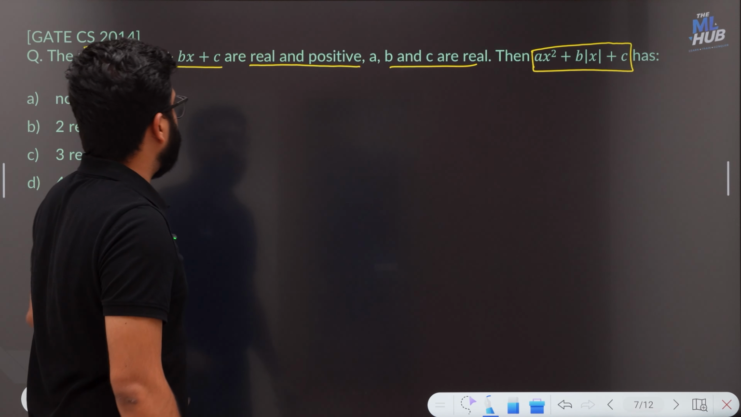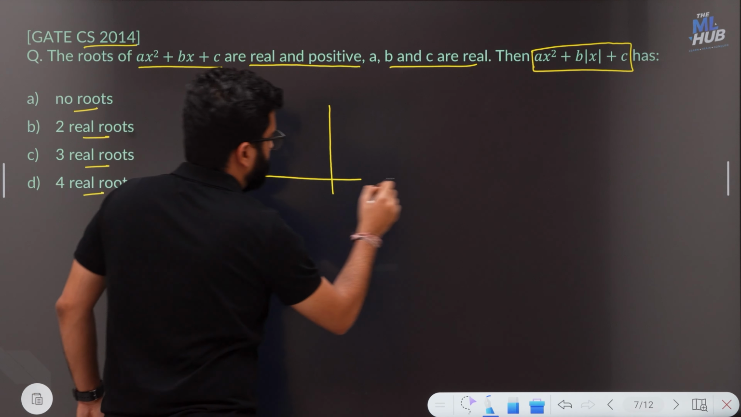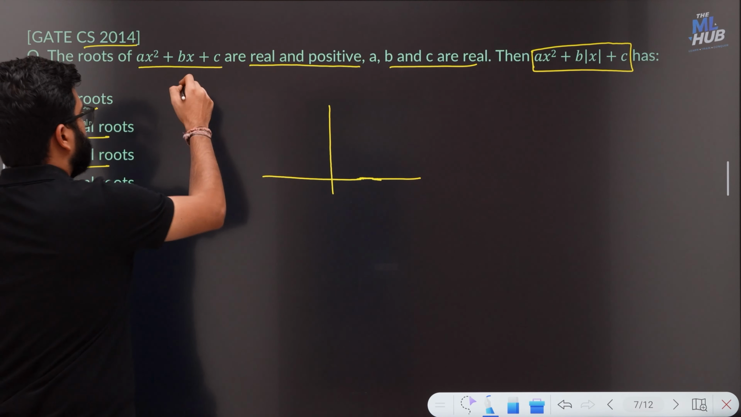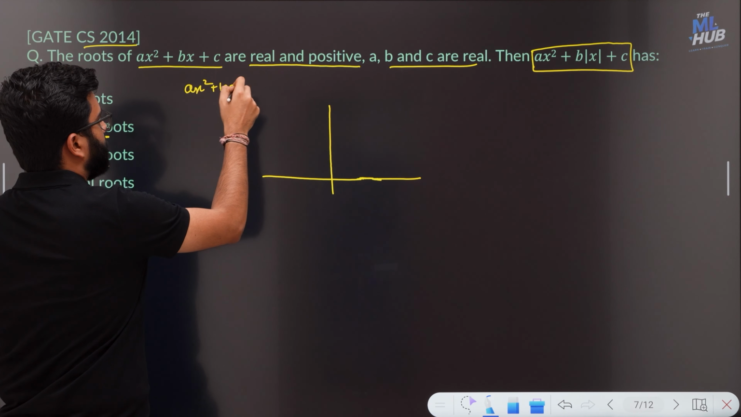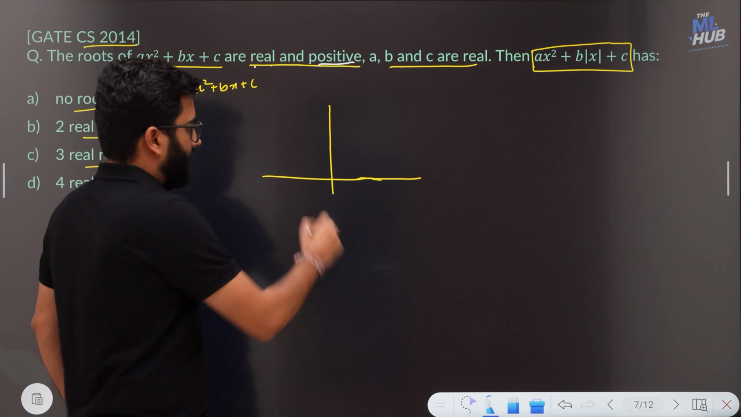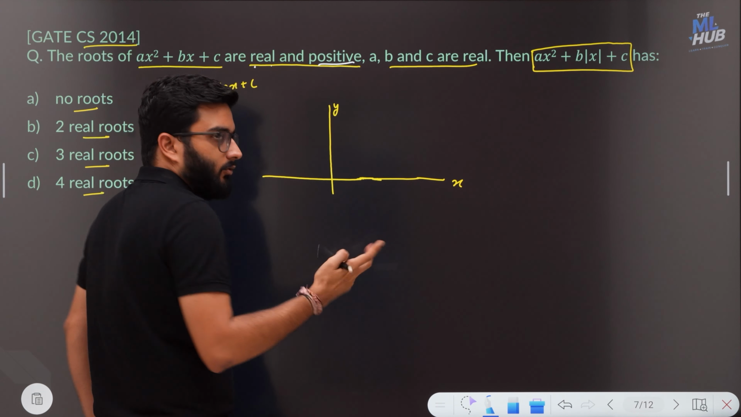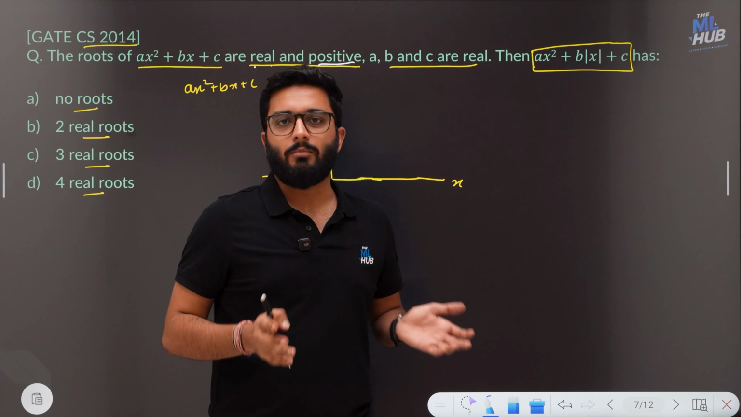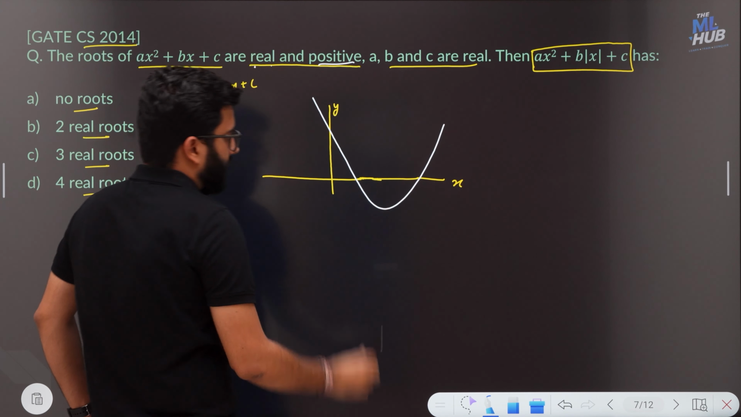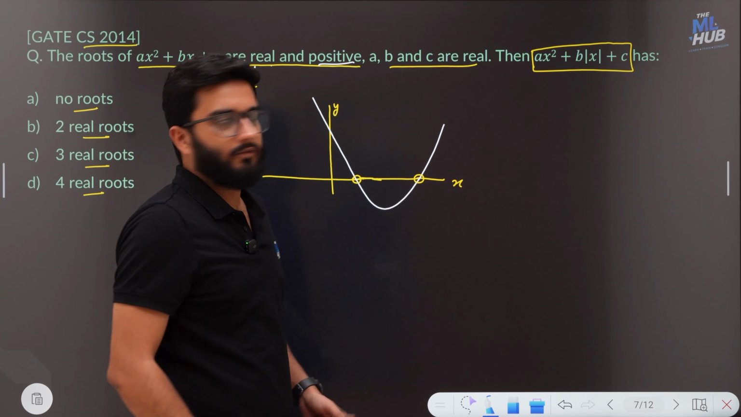So let's analyze based on the given information. For this equation ax square plus bx plus c, it is given that roots are real and positive. This is y, this is x. So if the roots are real, it should cross x-axis at 2 points, and since it is also given that both the roots are positive, the graph should be like this. It should pass through the positive x-axis at 2 points. Both the roots are real and positive.